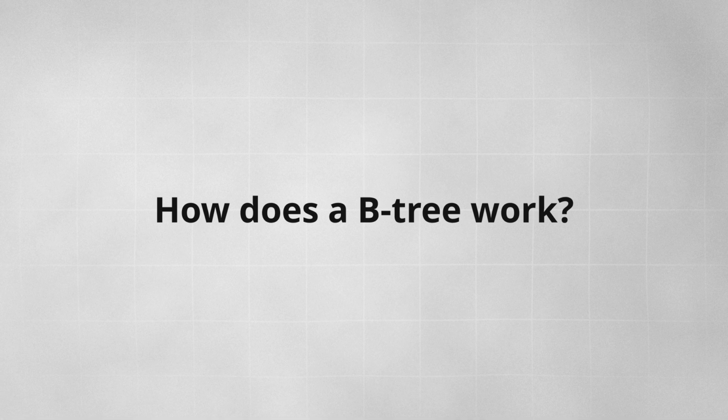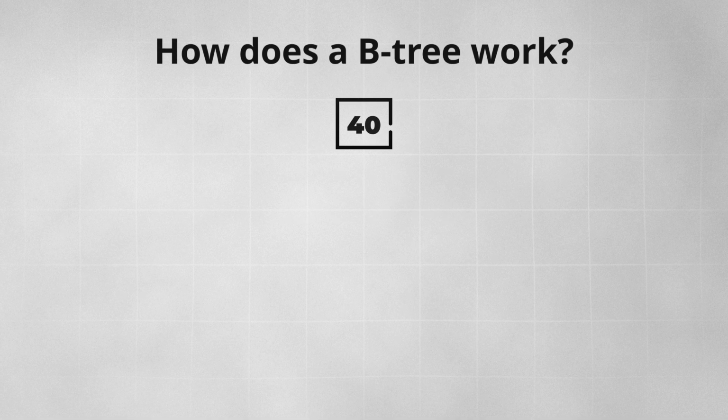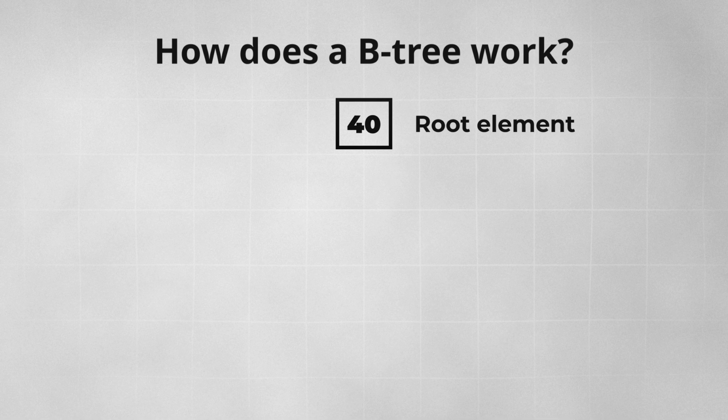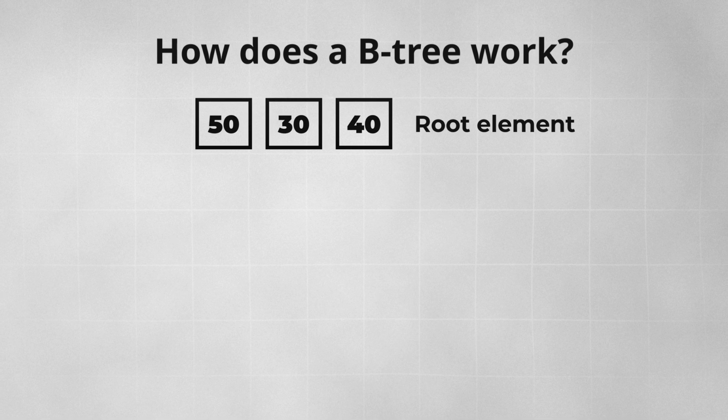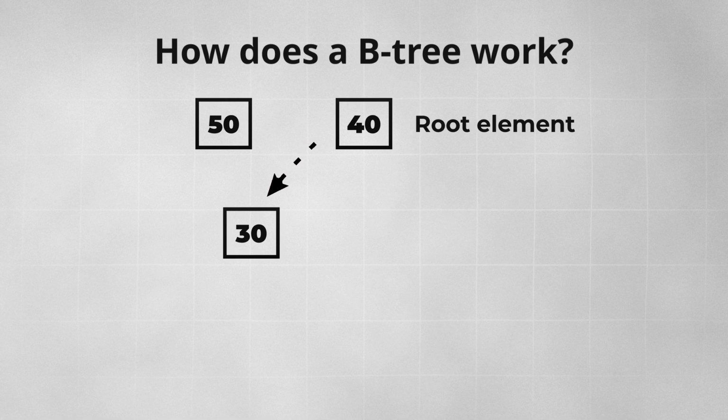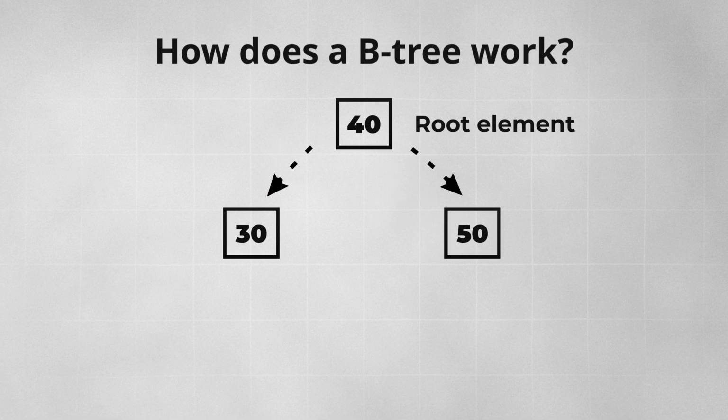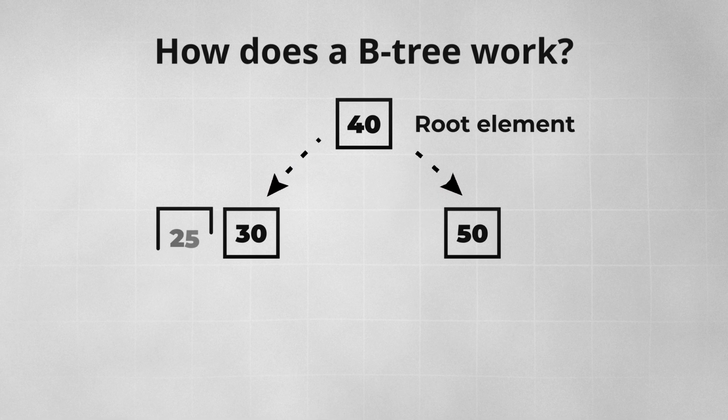So how does a B-tree work? Let's say we have a number 40. Every B-tree has a root element. Let's say 40 is our root element. Let's add the numbers 30 and 50 to our B-tree. 30 will be assigned to the left, since it is less than 40, and 50 to the right, since it's bigger than 40.